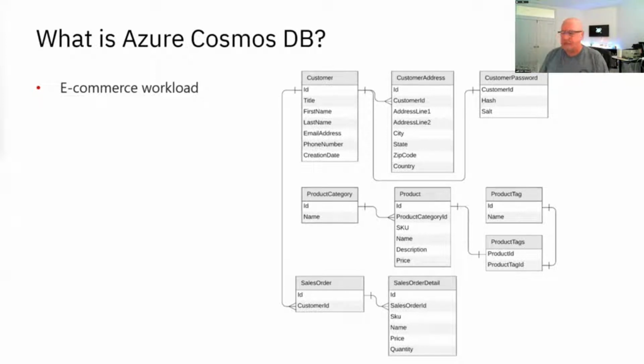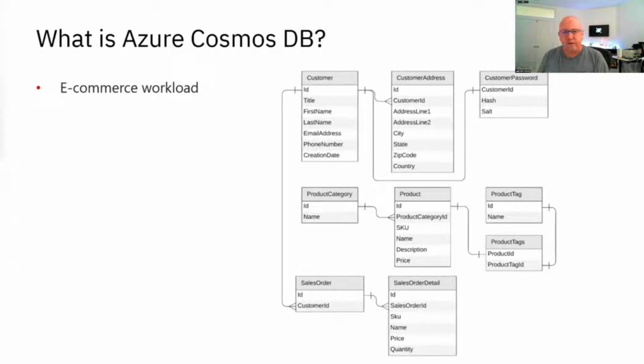So we've got a customer table, and it has a one-to-many relationship to the customer address table. There's also customer password, so there's a one-to-one relationship between our customer entity and customer password. Next, we've got our product table. It has a one-to-many relationship from product category to product. And then you've got product tag, with a many-to-many relationship persisted in our product tags table, where we've got multiple products and multiple tags and the cross product of those.